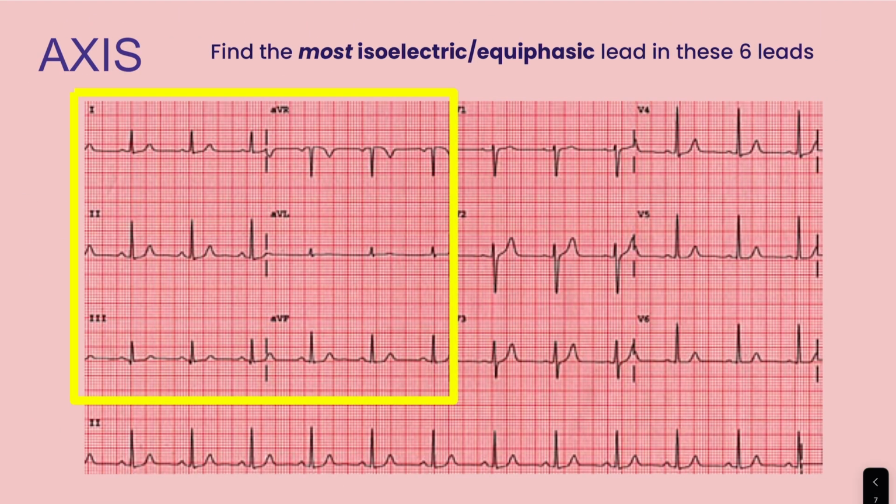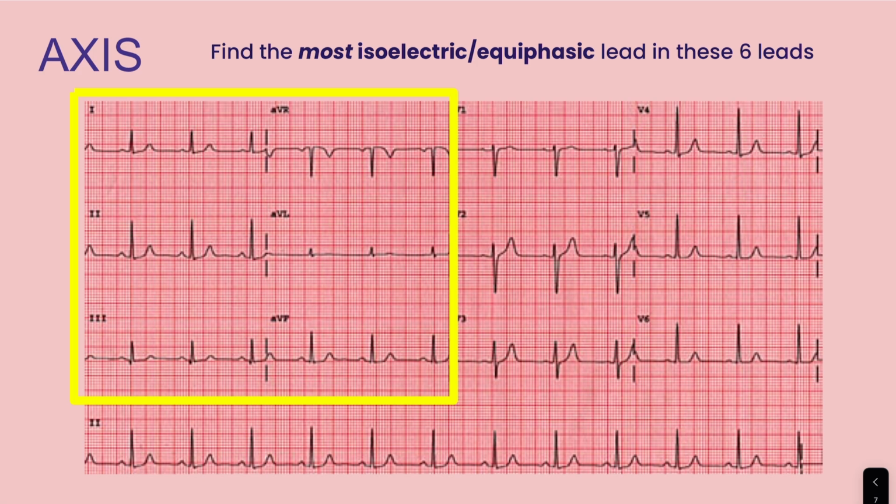So let's try an example and put it to practice, okay? Remember, we only look at these 6 leads here: 1, 2, 3, AVR, AVL, and AVF. And that's because these are our limb leads. And this is what we use our clock face for. These are the ones that are in the coronal plane that allow us to put the heart on a clock.